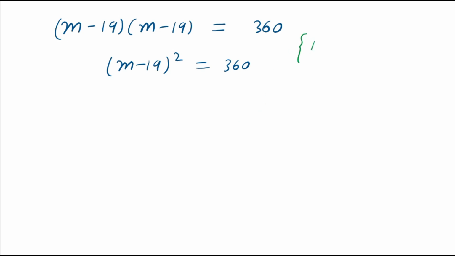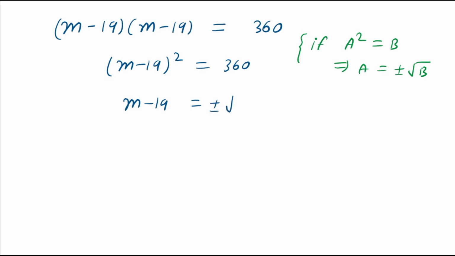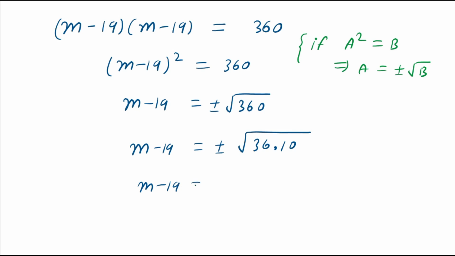Now if we apply this rule, if a² = b, this implies a is equal to ± √b. If we apply this rule here, then you can say m − 19 is equal to ± √360. m − 19 is equal to ± √360, which is the same as √(36 × 10). Then m − 19 is equal to ± √(36 × 10), which is the same as √36 times √10.